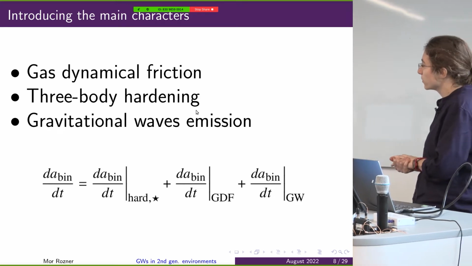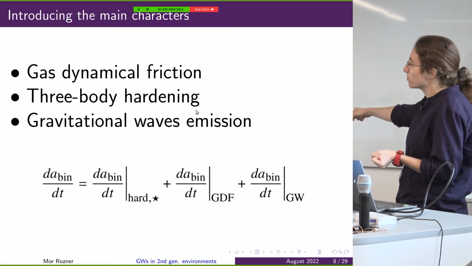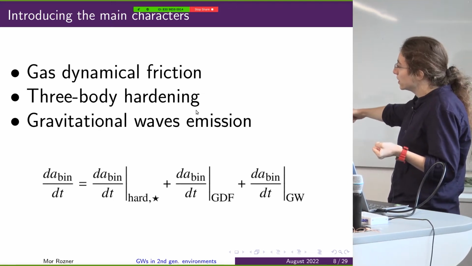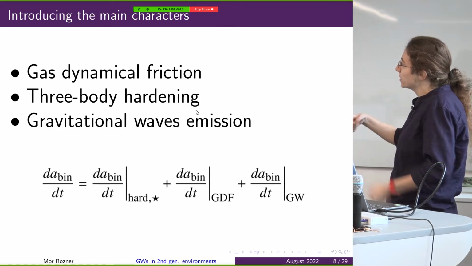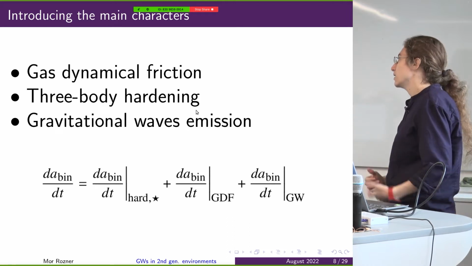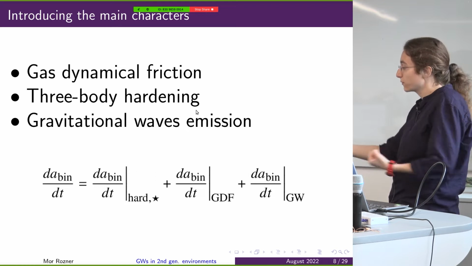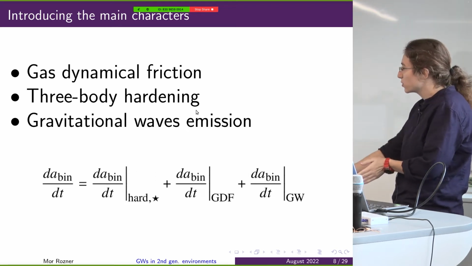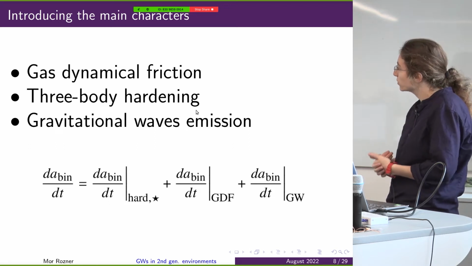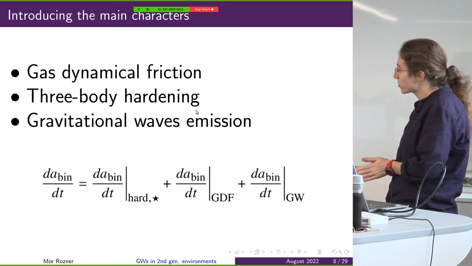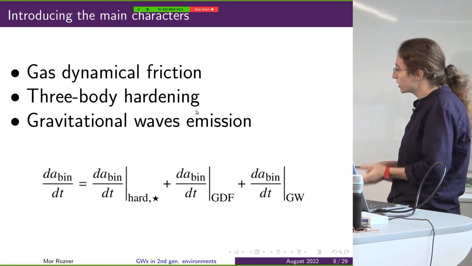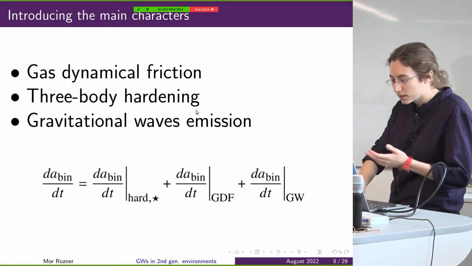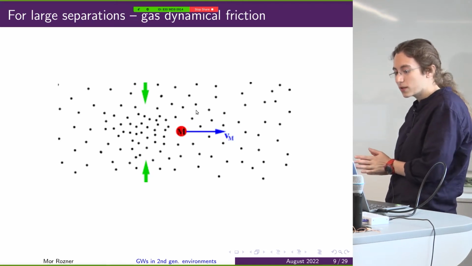So it turns out that for very large scales or separations, gas dynamical friction will dominate, and then the separation will shrink, and then three-body hardening will dominate, and then the separation will shrink even further, and you will have gravitational waves emission. So practically, you can separate between each one of the processes, but we do solve the full differential equation, as I stated here, when we take into consideration all of them together. Okay, and I will talk a bit about each one of them.